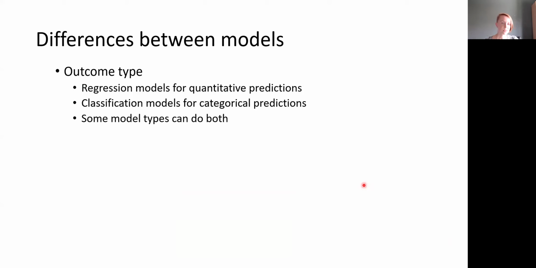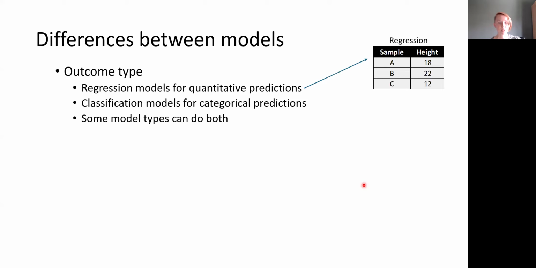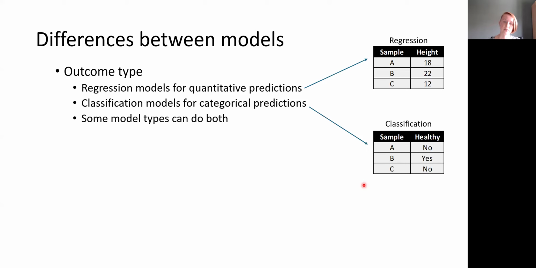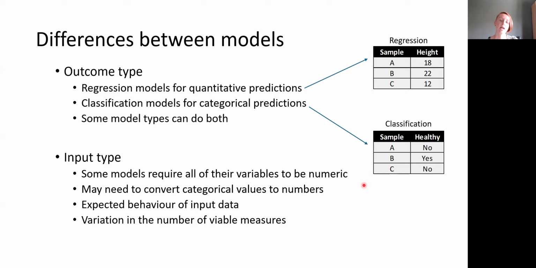There are some key differences between models. The first one is the outcome type, so whether or not you want to make quantitative or categorical predictions. So if you want quantitative, you will do a regression. If you have categorical, you will do a classification. Some model types can do both, some can only do one or the other.